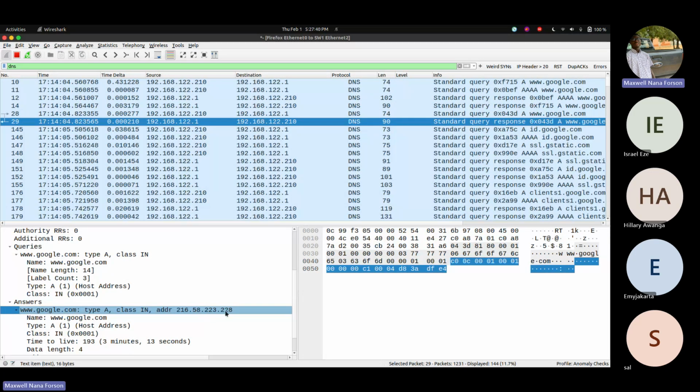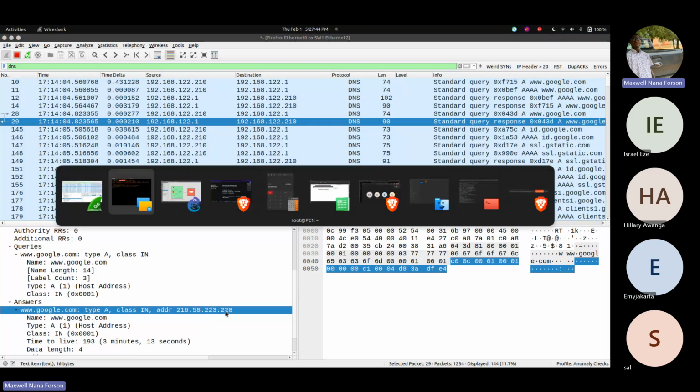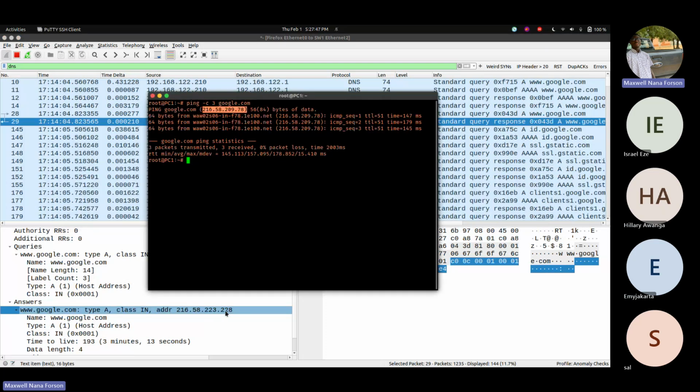216.58.223.228. It's not really like that, but that doesn't mean that it's not Google. It's still Google, just that Google has a lot of IP addresses, a lot of servers that have been allocated to handle traffic. So based on the one that receives it first, that's the one whose IP address you are going to see.